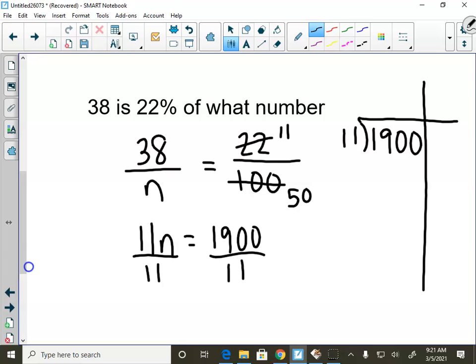All right, so 11 goes into 19. That's going to go in 1 time. We take 11 away, that's going to give us 8. So 11 goes into 80 7 times. 7 11s is 77. Take that away, and we're left with 3. 11 goes into 30 2 times. And 2 times 11 is 22. And that leaves us with 8. So we're going to have 8 11ths. So 38 is 22% of 172 and 8 11ths. That would be our final answer.